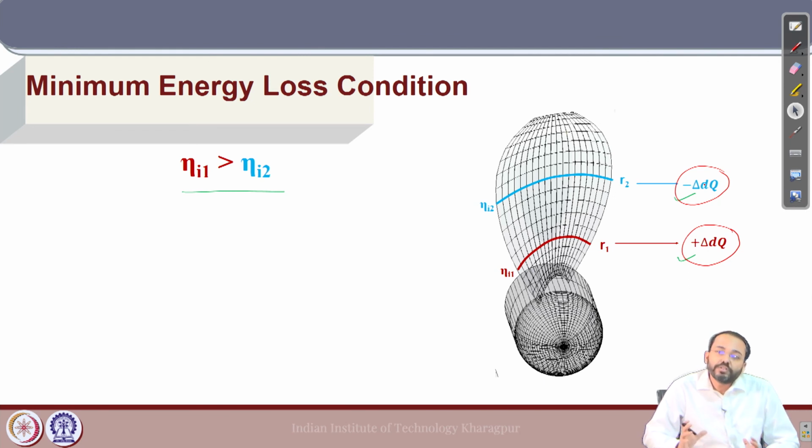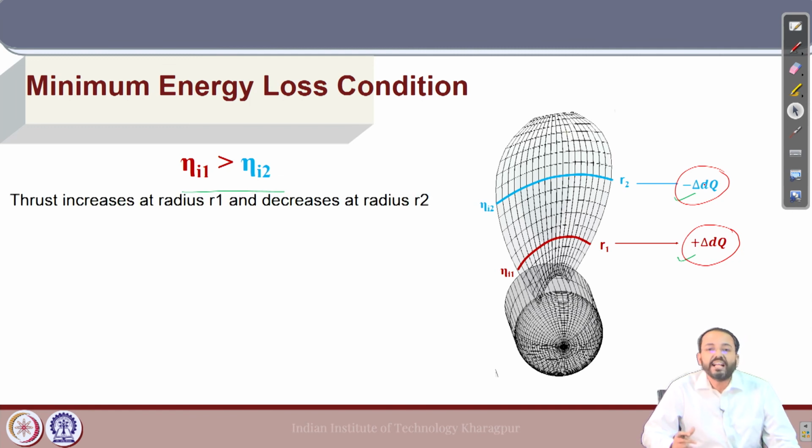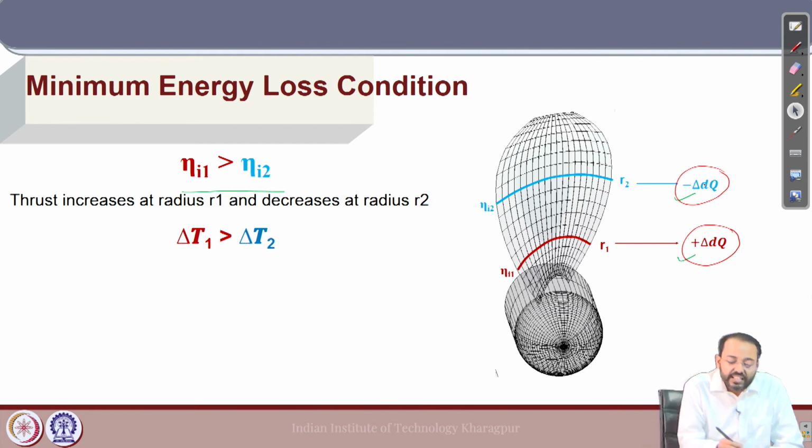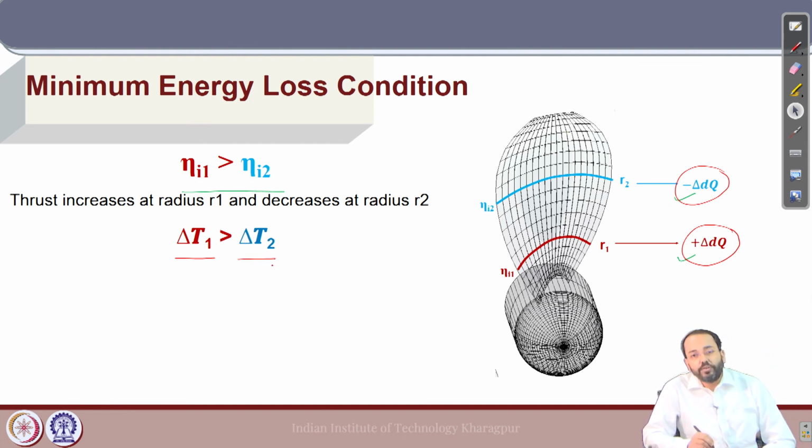The thrust will also change at the two radial locations R1 and R2. It will increase at radius R1 and decrease at R2, just like the change in torque. But because the efficiency is higher at radius R1 as per the input we have chosen, the thrust increase at radius R1, delta T1, will be more than the decrease of thrust at radius R2.